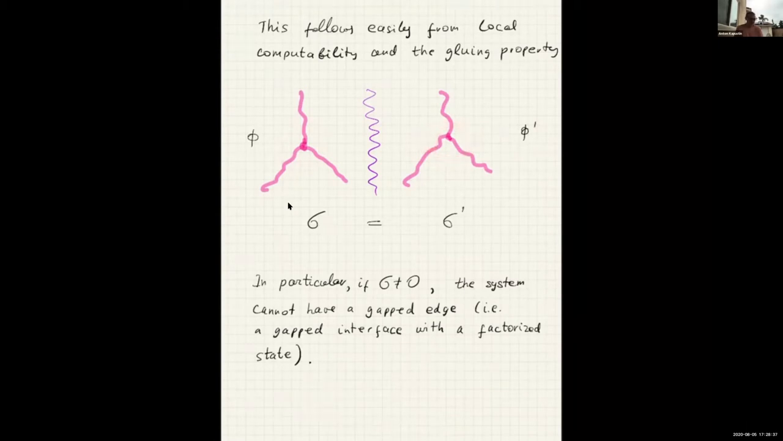But on the other hand, I know that nothing should depend on how I choose this graph on the plane, because the whole thing is still gapped. So therefore, they must be equal. And this shows that a system with non-trivial, non-zero Hall conductance cannot have a gapped edge, because it cannot have a gapped interface with the trivial phase. If it had, then we run into a contradiction.